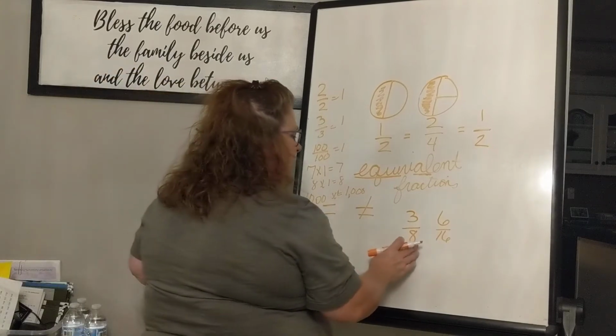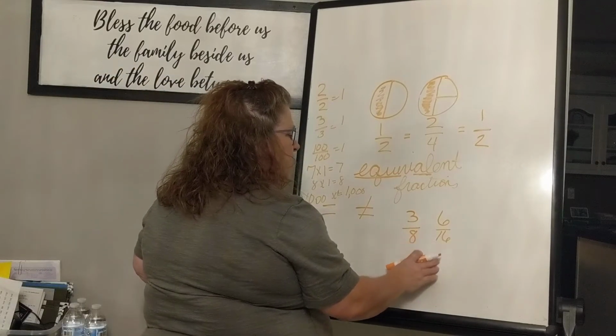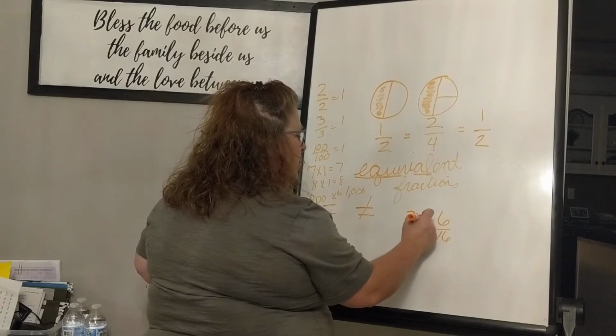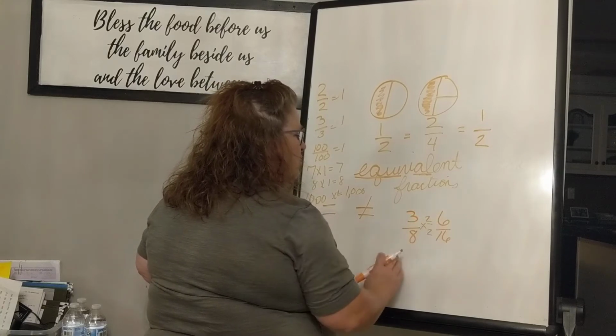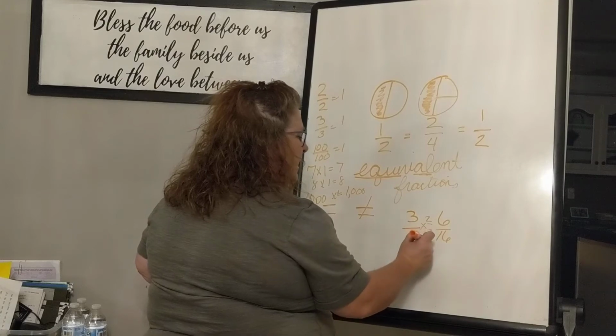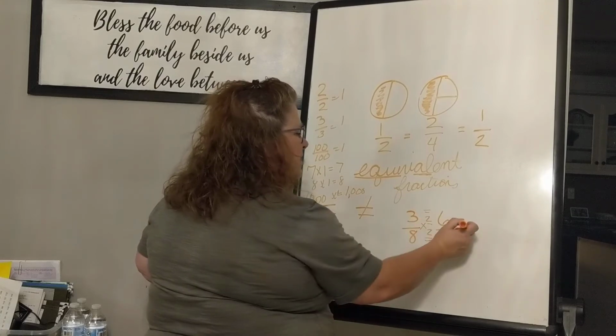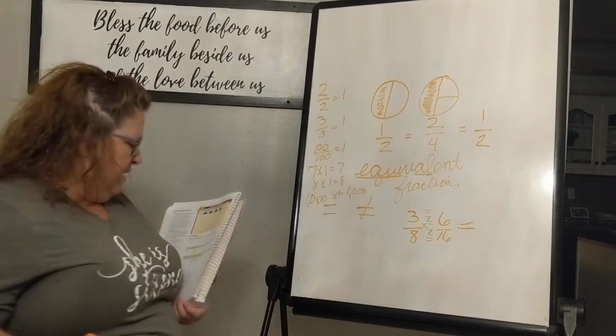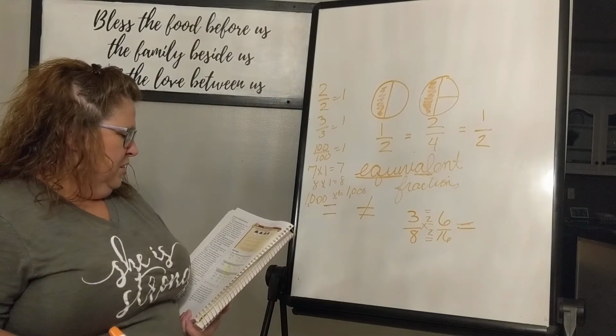If we look here, 8 can go into 16 2 times, and 3 can go into 6 2 times. So they multiplied by 2 over 2 to get 3/8 equals 6/16. So those fractions are equivalent. So you would write the equal sign underneath. Look at the next ones.